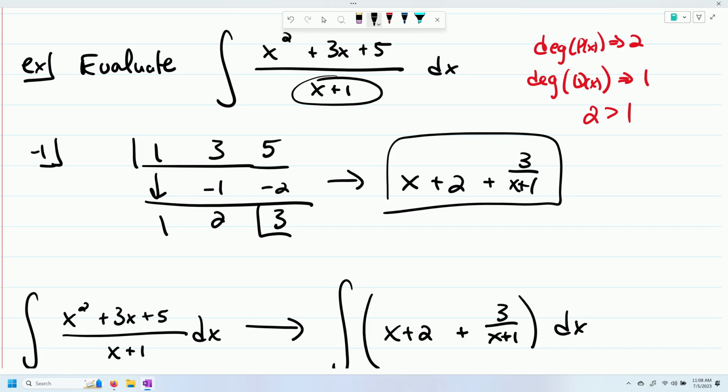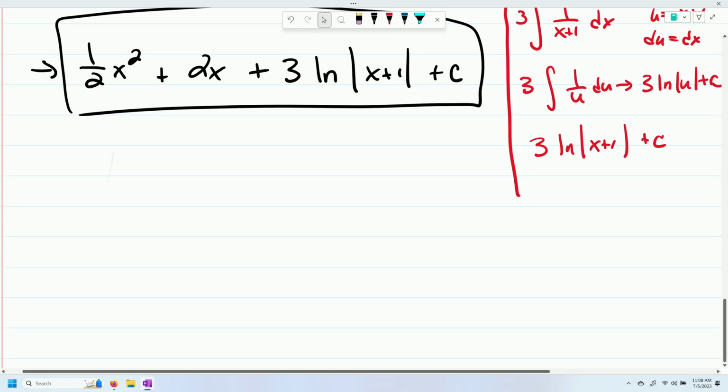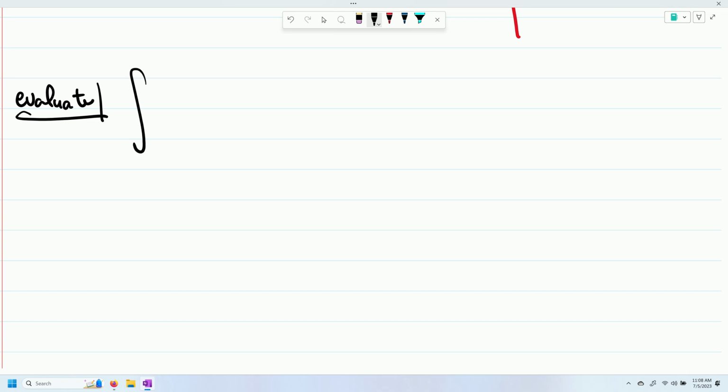All right. Now the question becomes, what if we don't have this scenario? So let us look at this example here. So we're going to evaluate the integral of 3x plus 2 all over x cubed minus x squared minus 2x dx.